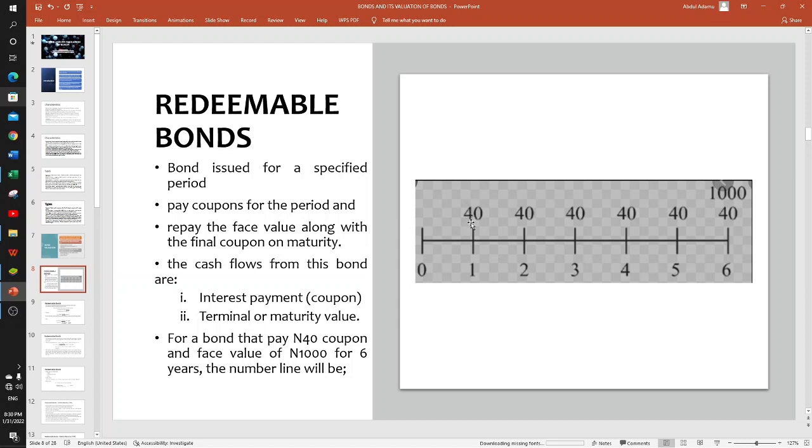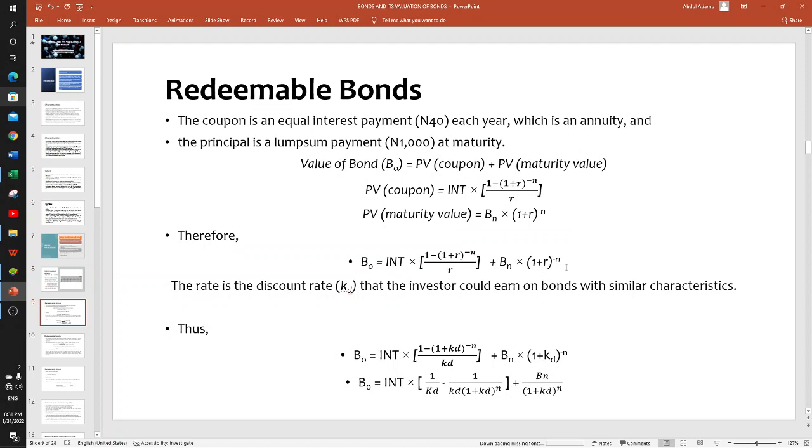If you look at the first stream of payment, 40, 40, 40 for 6 years, this is in the form of an annuity. If you go back to our definition of an annuity. And there is 1,000 in 6 years, this is a lump sum. So we discount it backward, that is the present value of a lump sum. We do this discounting and we add them together. So if we take that into cognizance, the coupon of 40 is an annuity. The principal of 1,000 is a lump sum.